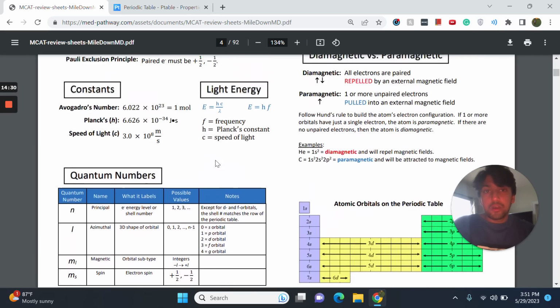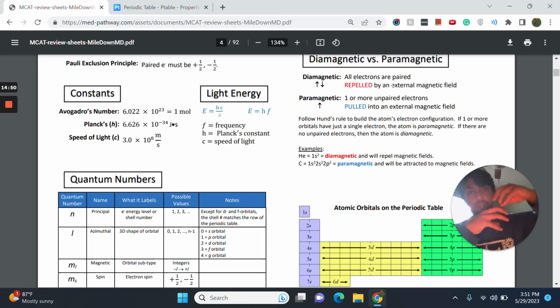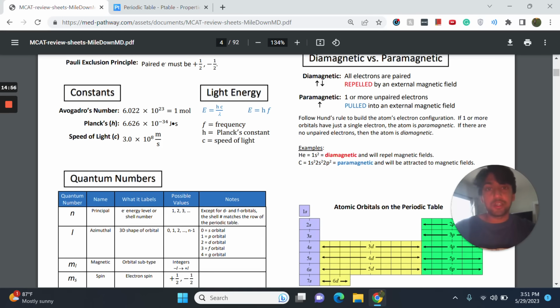Diamagnetic, all the electrons are paired. And if you have an external magnetic field, this atom, which has all paired electrons, is going to be repelled. But if you have one or more unpaired electrons, then it's going to be pulled in, and that's called paramagnetic.